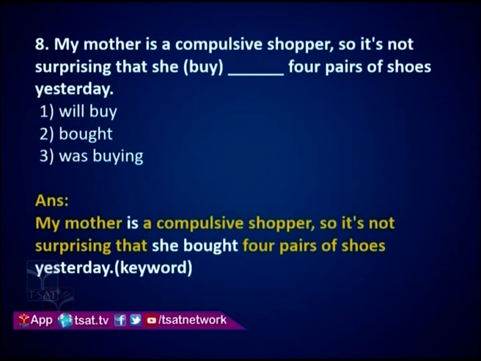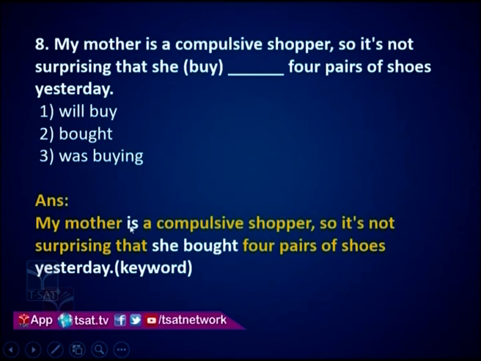Next question. My mother is a compulsive shopper, so it's not surprising that she dash 4 pairs of shoes yesterday. Options given: A, will buy. Second, bought. Third, was buying. What should come here? Buy, will buy, bought, was buying. Now if you look at the keyword here, is given. It is in simple present tense. The mother is a compulsive shopper.